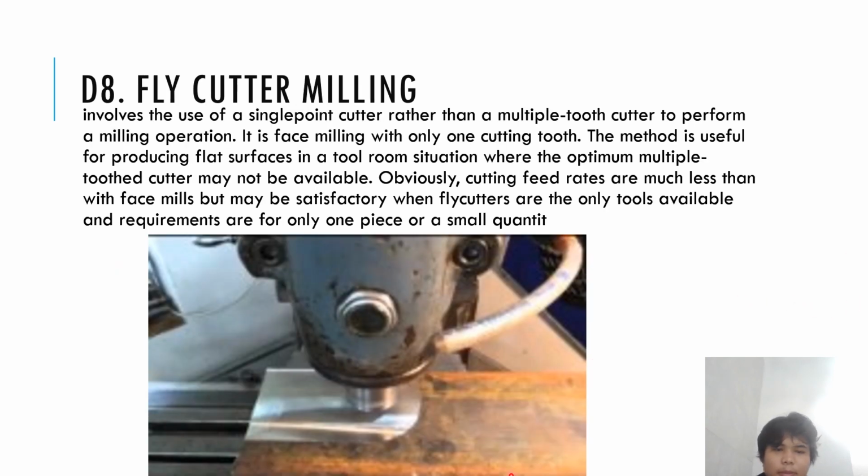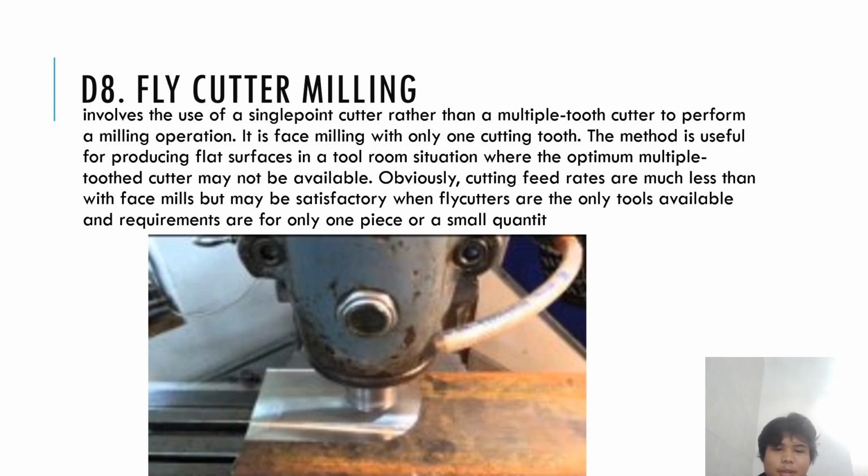Fly cutter milling involves the use of a single point cutter rather than a multiple tooth cutter to perform a milling operation. It is face milling with only one cutting tooth. The method is useful for producing a flat and clean surface in a tool room situation where the optimal multiple tooth cutter may not be available. Obviously cutting feed rates are much less than with face mills, but it may be satisfactory when fly cutters are the only tools available and requirements are only for one piece or a small quantity.